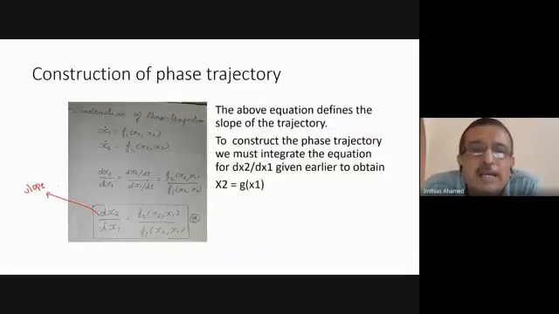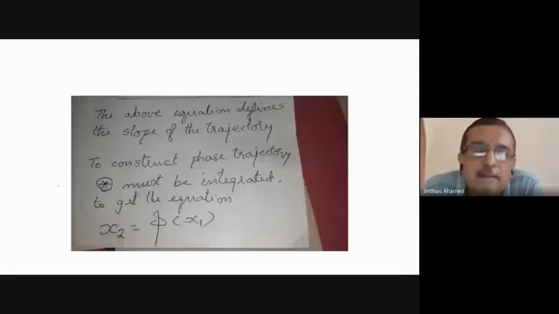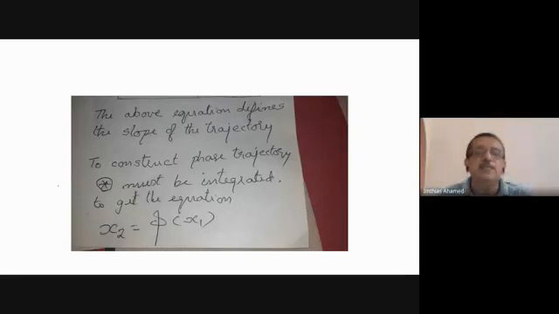So once you integrate, you will get an equation x2 is equal to g of x1. That is the answer. Once you have x2 is g of x1, you can draw the graph. That is your phase trajectory. The above equation defines the slope of the trajectory. To construct the phase trajectory, we must integrate to get the equation of the form x2 is equal to phi of x1 or g of x1.